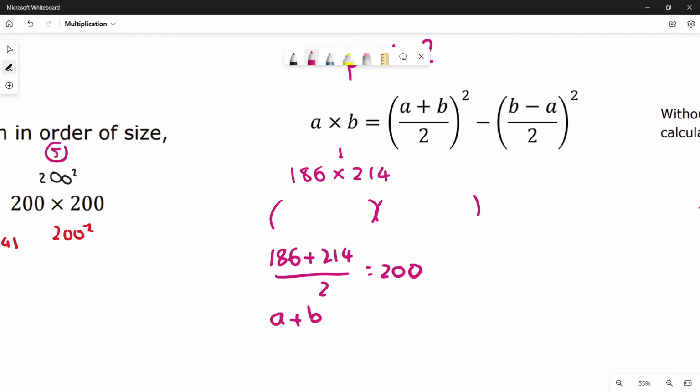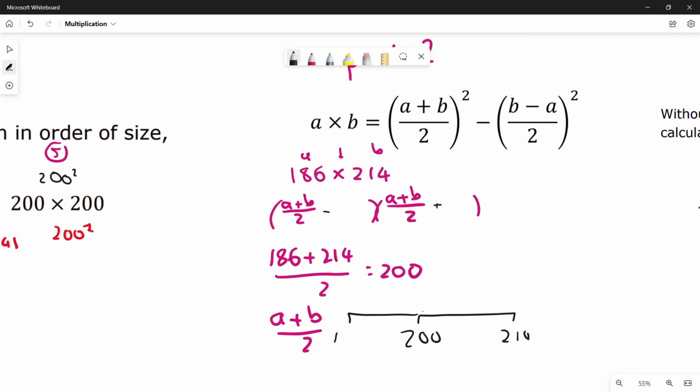We add them together, if this is A and this is B, and we divide it by 2. So we've got A plus B over 2. That is the first thing I'm doing. And then I'm subtracting something and I'm adding something, and I want to subtract and add the same thing because both these numbers are going to be the same distance away from 200 because we found their middle.